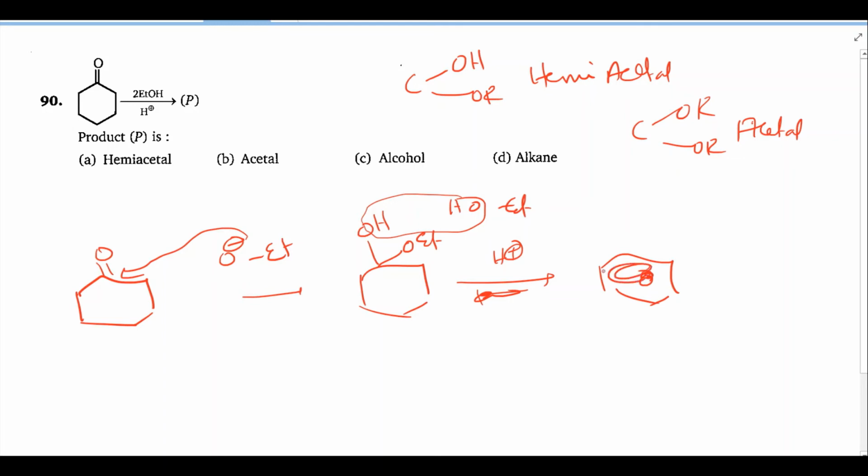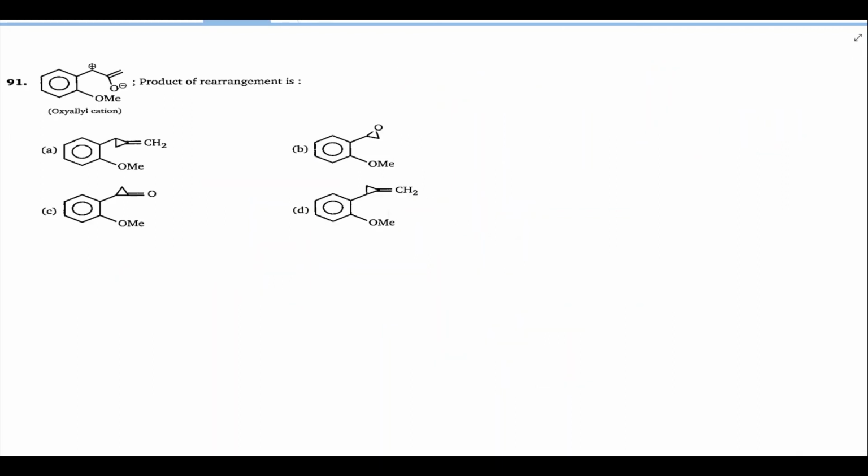Sorry, there is no ring here. Here you write it. There is a cyclohexane, there is an OET, and another OET. It is like COR, COR. So what is that called? Acetal. So the correct answer will be B. Okay. Next question, 91 onwards.